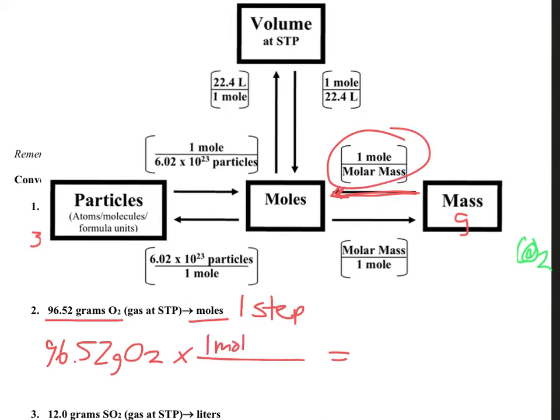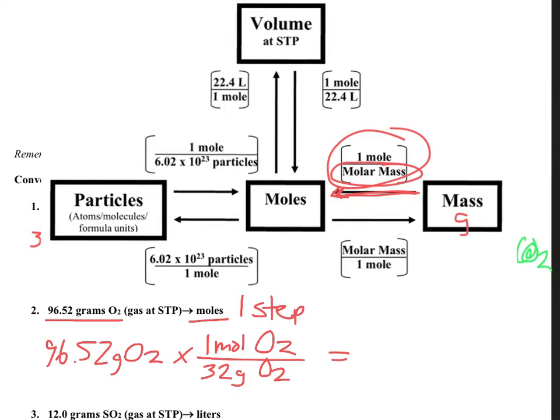And it says to put 1 mole on top. I'm going to keep that O2 for oxygen. And then on the bottom, notice it does say molar mass. Molar mass is 2 oxygens off the periodic table in grams. 16 plus 16 is 32 grams.